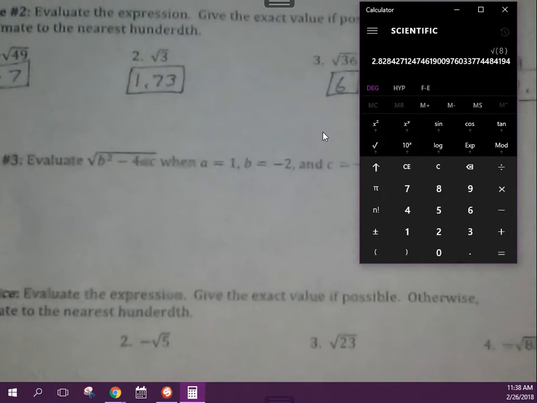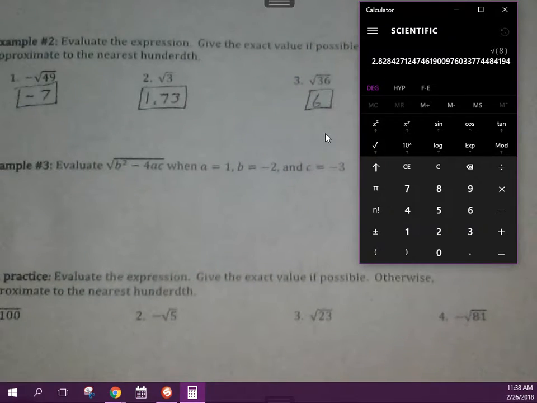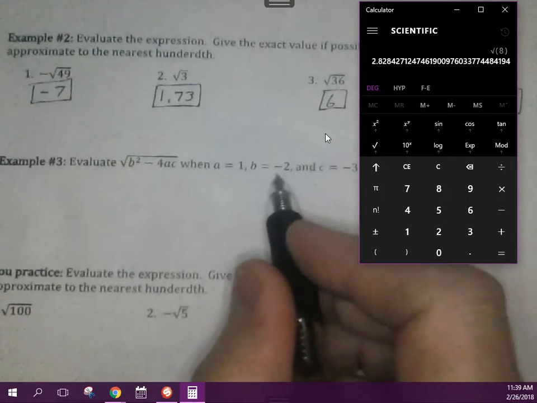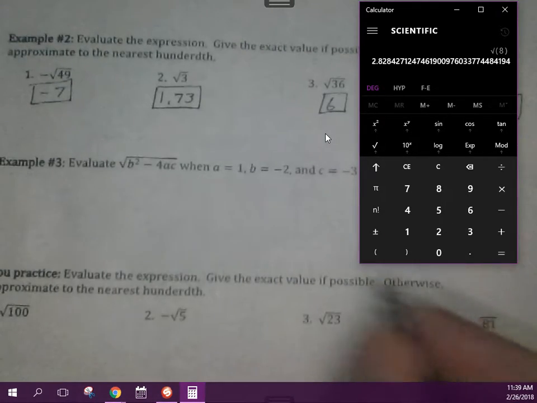Let's look at the next one. What we are going to do is evaluate b squared minus 4ac, given that a is 1, b is negative 2, and c equals 3.